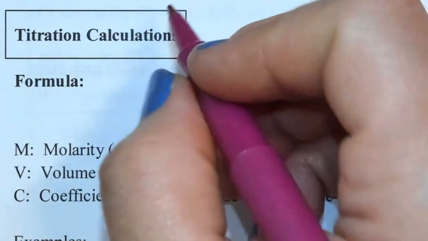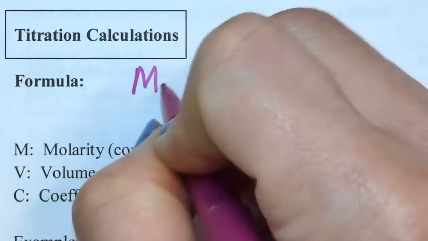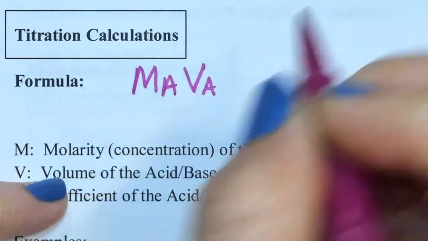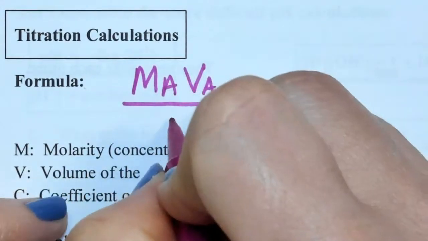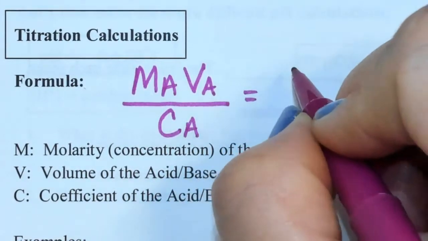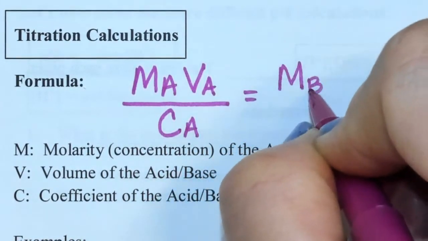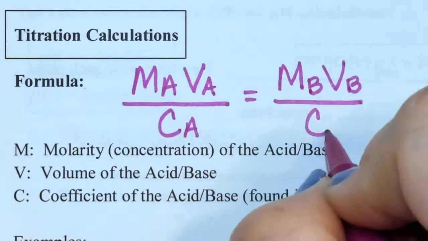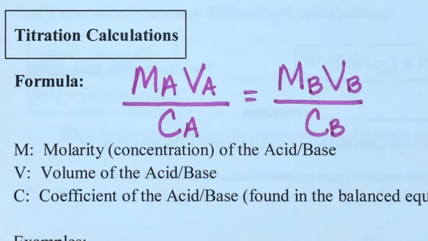Here's the formula for calculating a titration. We have the molarity of the acid times the volume of the acid divided by the coefficient of the acid in the equation is equal to the molarity of the base times the volume of the base divided by the coefficient of the base in a balanced equation.